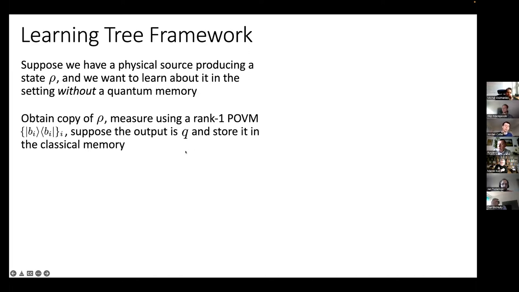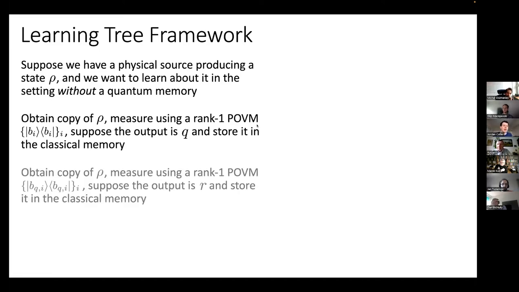So we performed a measurement in this basis and we get some classical outcome. We've measured it to be in B sub Q, and we store the outcome Q, which labels the measurement outcome. Now in the next round, we obtain another copy of rho, and we can measure it using a different complete orthonormal basis, B sub QI. What's interesting is that we have now chosen a basis which is contingent on the previous measurement outcome. That is, this is an adaptive choice of basis: we are using the information that we have gained in our previous measurement round to determine how we are going to measure in the future.